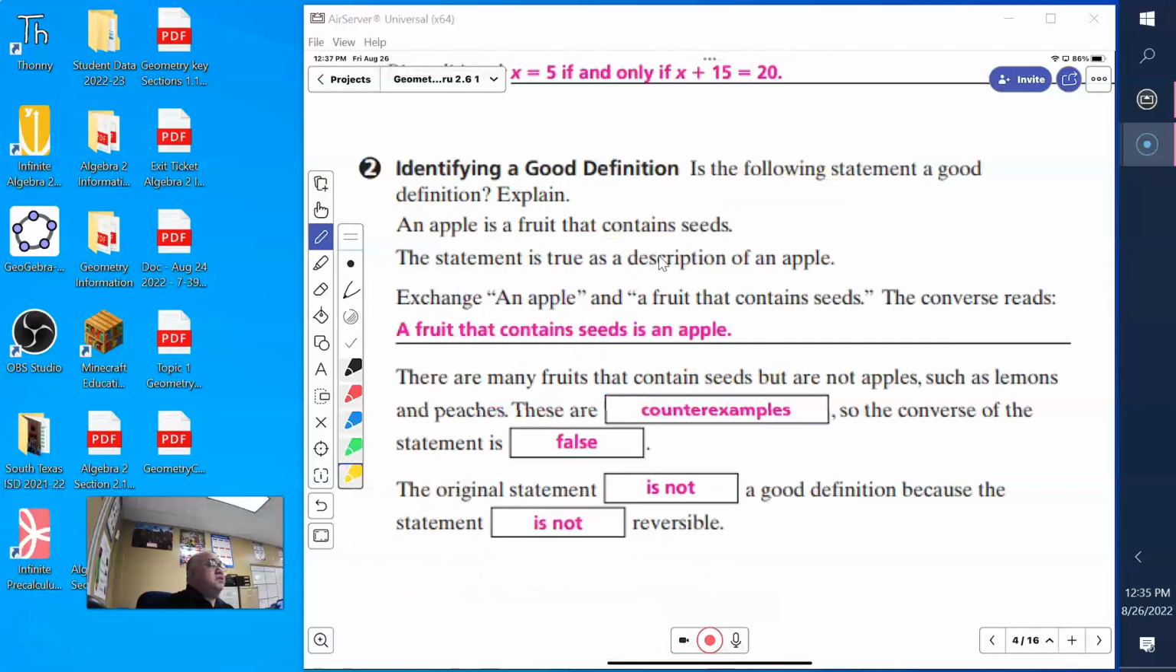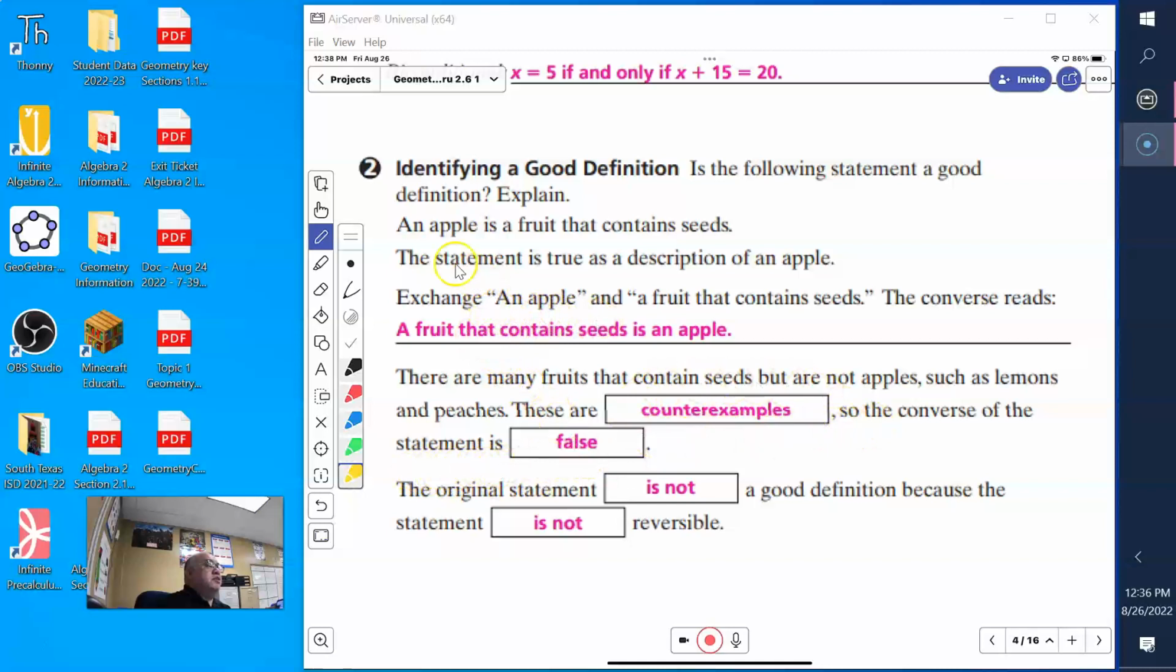In geometry, it's important that we be able to write good definitions. And here would be an example of a definition. An apple is a fruit that contains seeds. The statement is true as a description of an apple. Exchange an apple and a fruit that contains seeds. The converse reads, a fruit that contains seeds is an apple. There are many fruits that contain seeds but are not apples, such as lemons and peaches. These are counterexamples. So the converse statement is false.